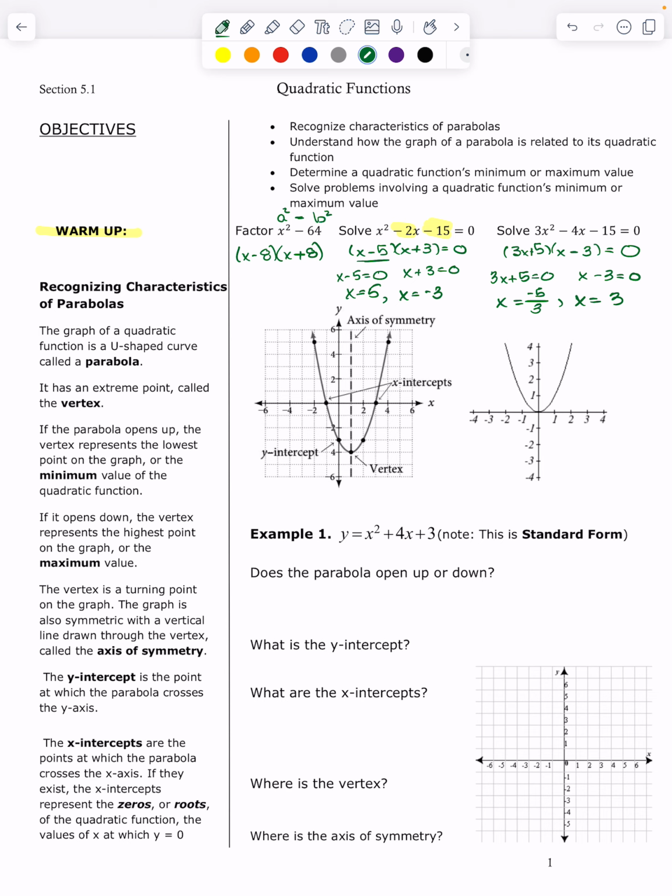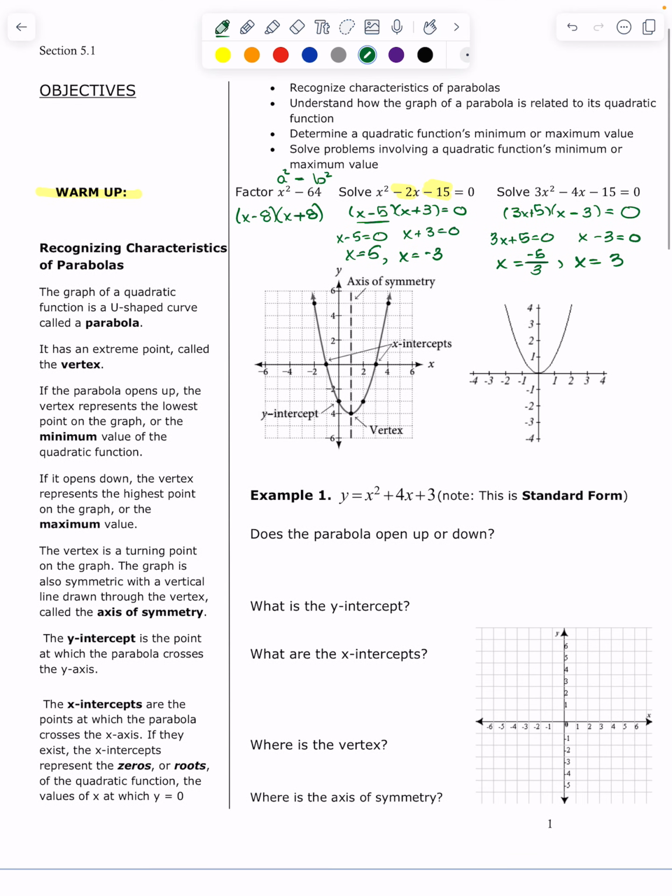Okay. We have got standard form here in example 1, and I will go through the notes on the left-hand side in a minute. Standard form always looks like this. Y equals ax squared, so something times the x squared term, plus bx, so something times the linear term, plus c, some constant. So in our example here, a equals 1, b equals 4, and c equals 3. You can take a minute to check that out.